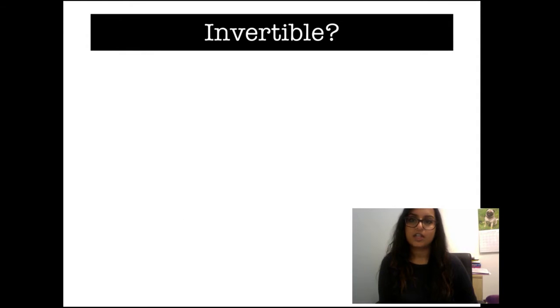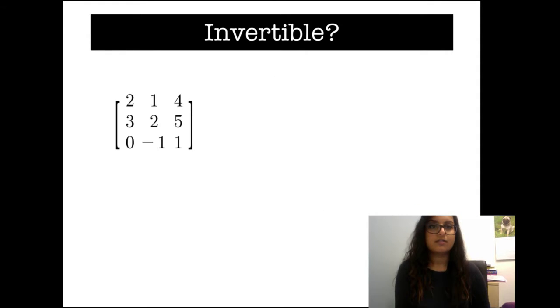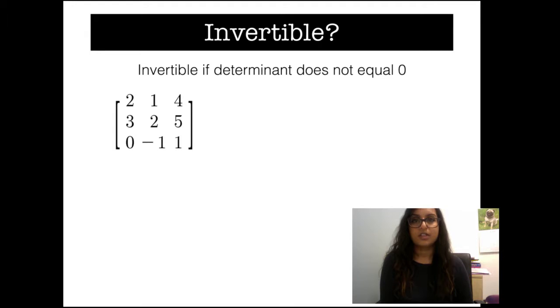So first, to check if it's invertible. A matrix is invertible if it has a determinant and the determinant is not equal to 0. So that's what we have to check here. So how do we find the determinant of this matrix? Well, the first step is to copy the first two columns right next to the matrix like this.